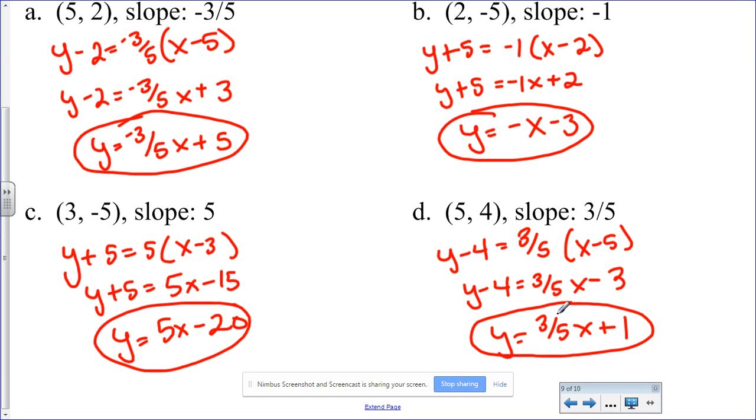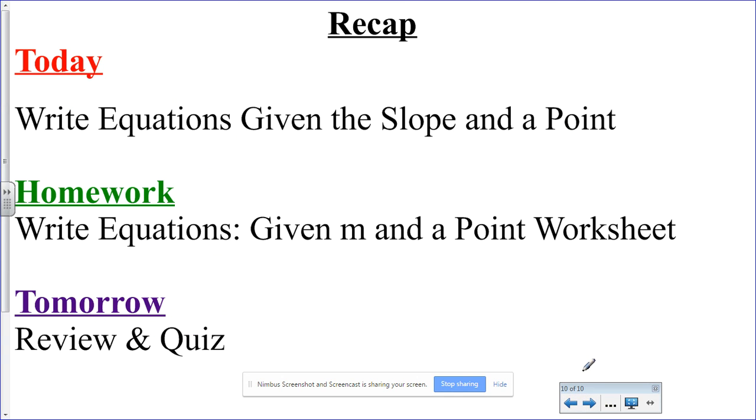Okay, so 3 things that we've done today. Write equations given the slope and the point. So we wrote equations in point-slope form. We changed from point-slope form to slope-intercept form. And then we also wrote equations in slope-intercept form given the point and the slope.